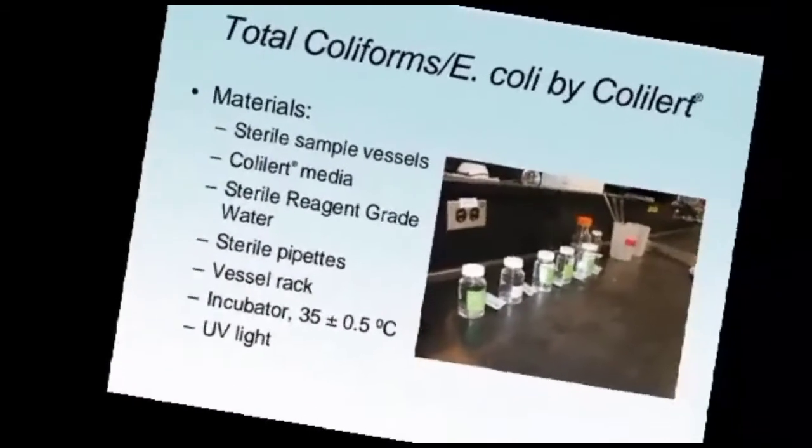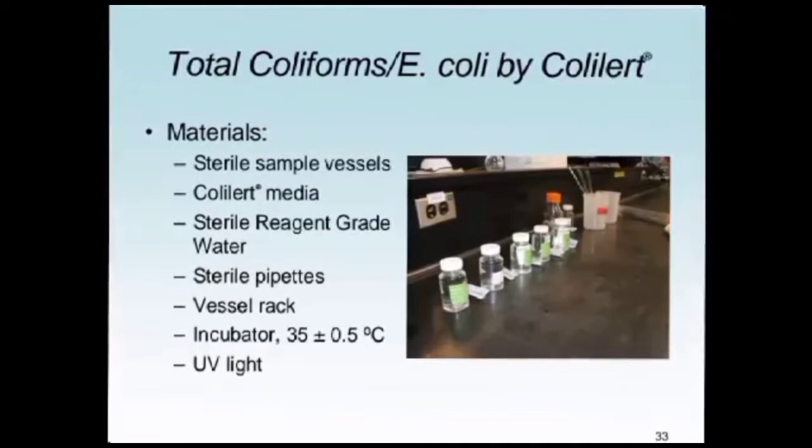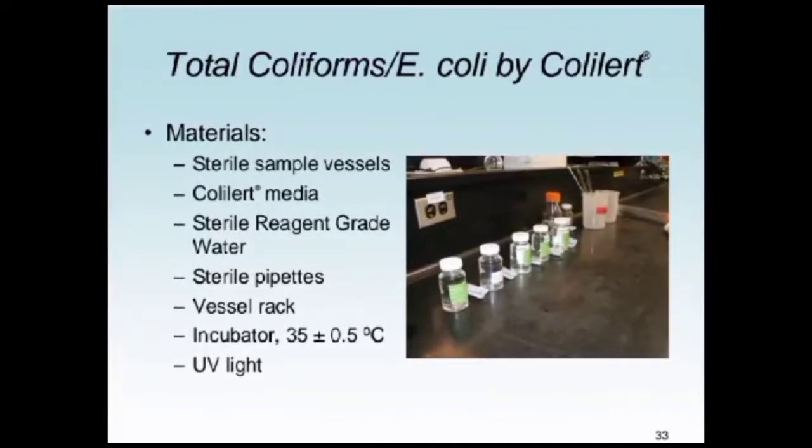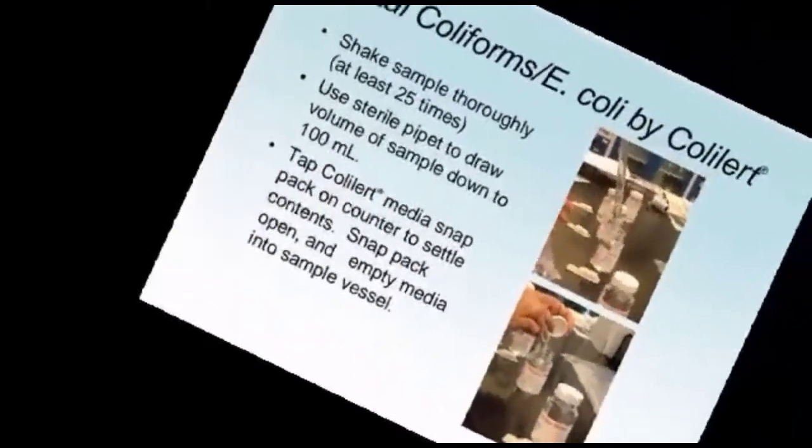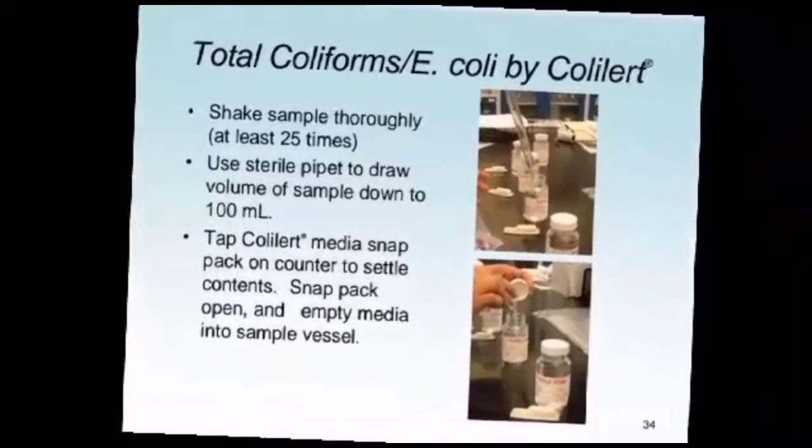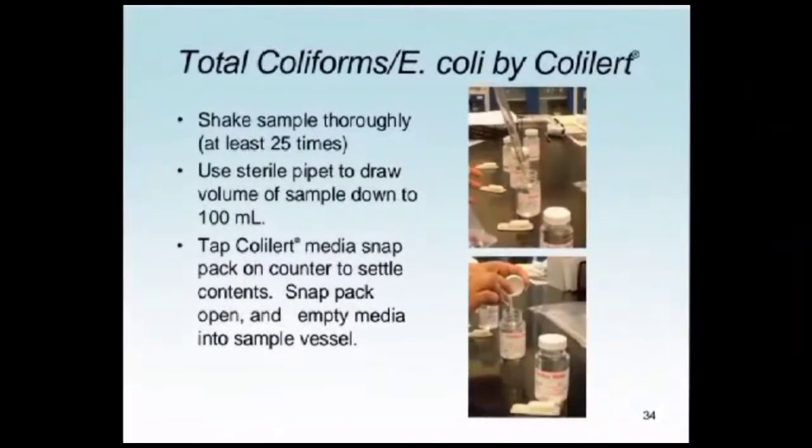So here are the materials for total coliforms and E. coli. First, we have sterile sample vessels, the Colilert media, sterile reagent grade water, the sterile pipettes, vessel rack, incubator, and the UV light. To start with the methods, after putting the sample through the vessel, shake the sample thoroughly at least 25 times. Second, use a sterile pipette to draw the volume of sample down to 100 ml.